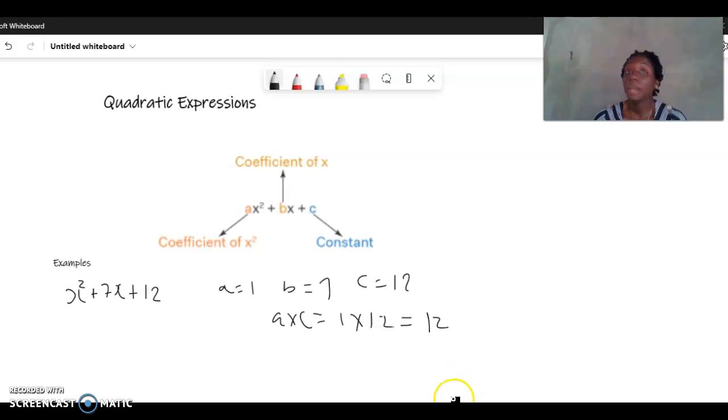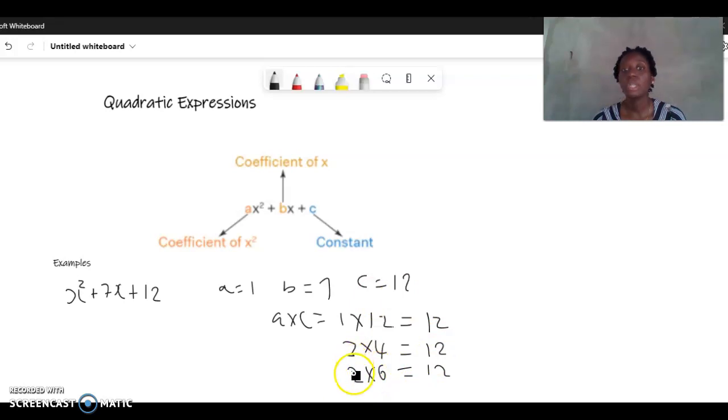Well, we can try 3 and 4. So 3 times 4 is equal to 12. I can also try 2 times 6, because 2 times 6 will yield 12 as well. So these are two other pairs of factors that will give us 12. Now remember I told you the sum of these two factors should give us the b term.